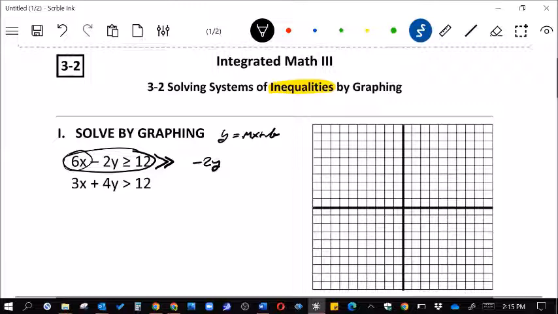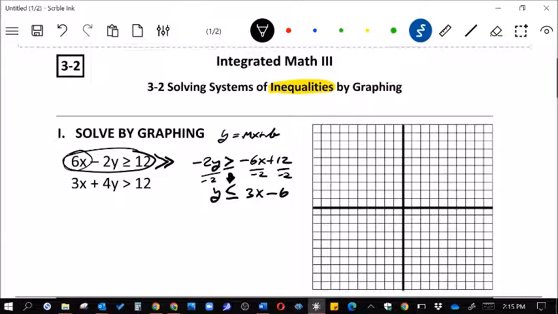That gives me negative 2y greater than or equal to negative 6x plus 12. Now I'm going to divide by the negative 2, the coefficient of the y, so I can get the y by itself. Notice I am reversing the inequality sign. Really vital thing here. The negatives cancel and we get 3x. Negative and positive makes this negative. 12 over 2 is 6.